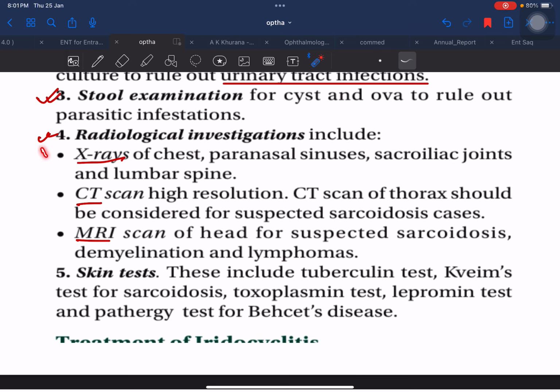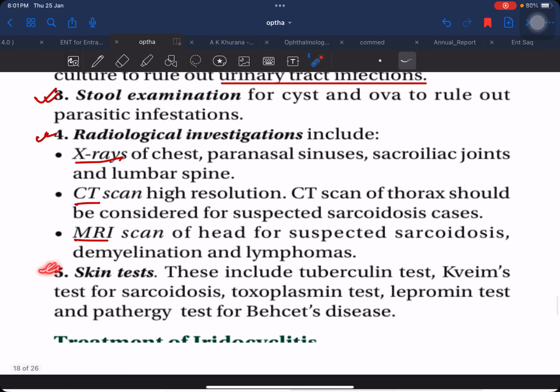CT scan of the thorax is also used in the case of suspected sarcoidosis. And MRI of the head can be done for suspected sarcoidosis, demyelination, and lymphomas. Skin tests can also be done, that includes the tuberculin test, the Kveim test for sarcoidosis, toxoplasmin test, lepromin test, and pathergy test for Behçet's disease.